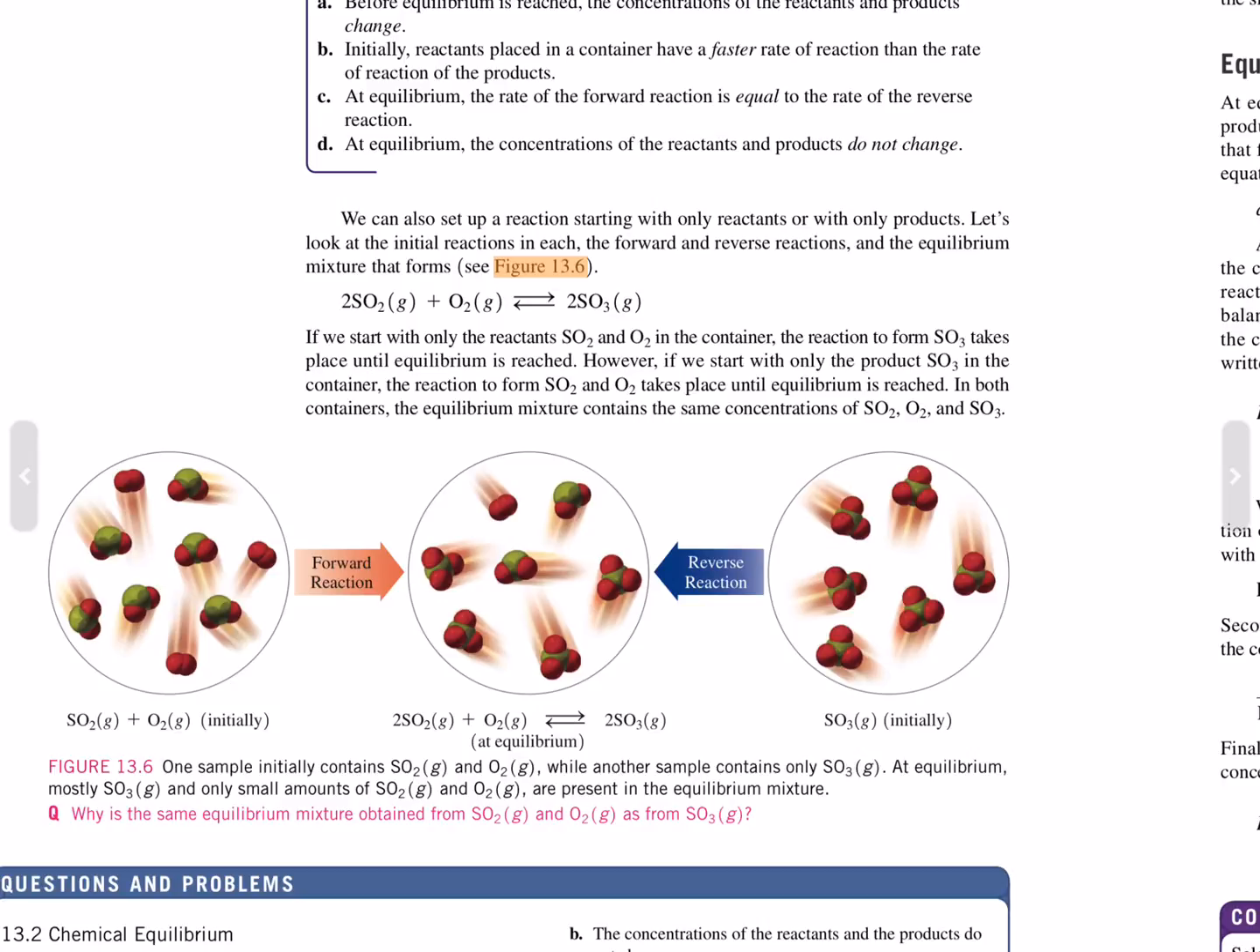If we start with only the reactants, sulfur dioxide and oxygen, in the container, the reaction to form sulfur trioxide takes place until equilibrium is reached. However, if we start with only the product, sulfur trioxide, in the container, the reaction to form sulfur dioxide and oxygen takes place until equilibrium is reached. In both containers, the equilibrium mixture contains the same concentrations of sulfur dioxide, oxygen, and sulfur trioxide.